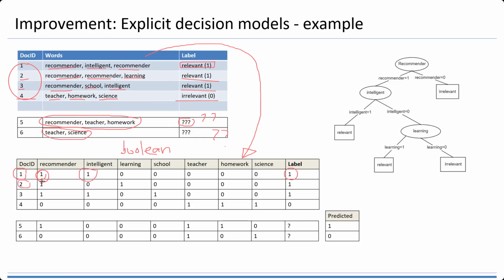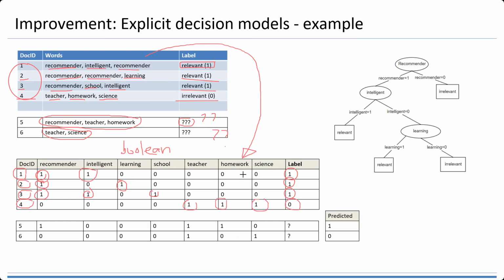In document 2, the word recommender exists. The word learning exists. So the label is 1. In document 3, recommender is 1, intelligent is 1, school is 1. The label is 1. For document 4, the words teacher, homework, science are 1, and the label is 0.